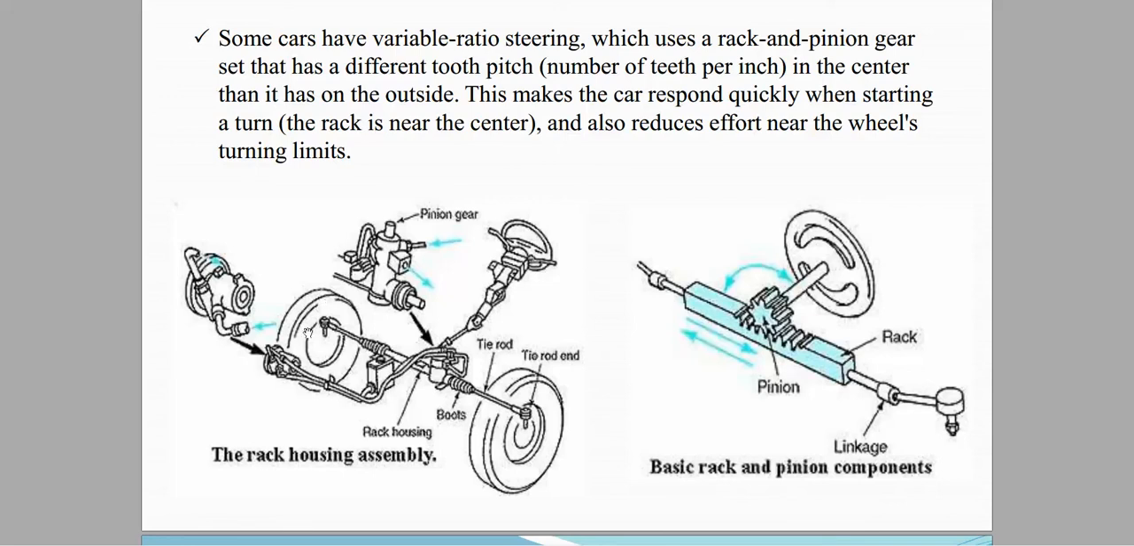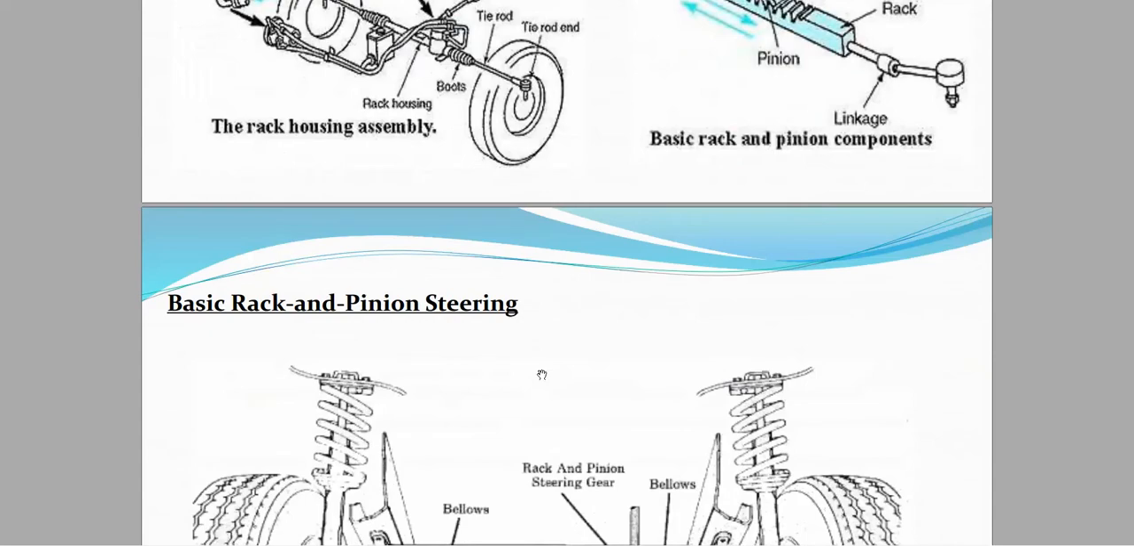You can see in the figure, this is the rack housing assembly, and second we have the basic rack and pinion components, in which the pinion is rotating. The rack will be in a stationary position and the pinion will transfer the motion to the rack, and with the help of linkage we will be able to transfer the motion to the wheels. This is the complete assembly and the housings required for the rack and pinion components.